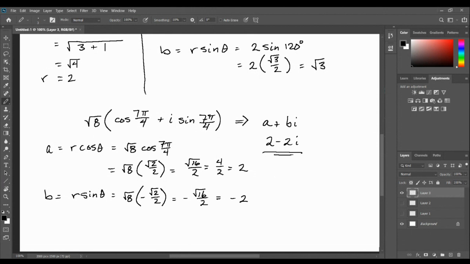So now we've gone back and forth. We've gone from standard to trigonometric and from trigonometric back to standard. Do you have any questions about those at all?